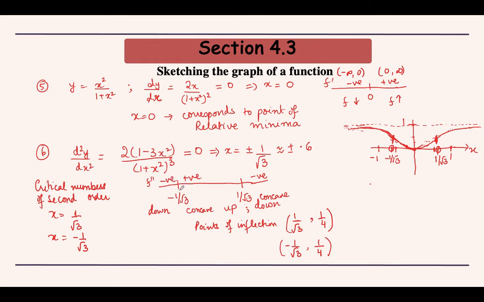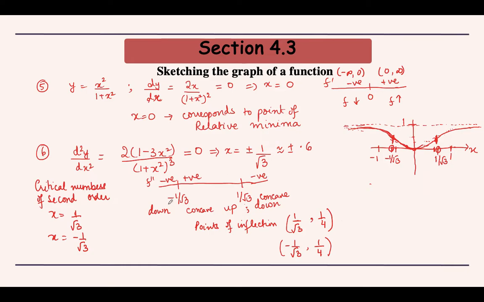When we take something between minus 1 by root 3 and plus 1 by root 3, we can take 0 as the trial number in between these two numbers. So put x equals to 0, the sign is positive. Then take something bigger than 1 by root 3. Say for example, you can take 1. Put the value of x as 1. The value is negative. So the sign of f double dash is negative.